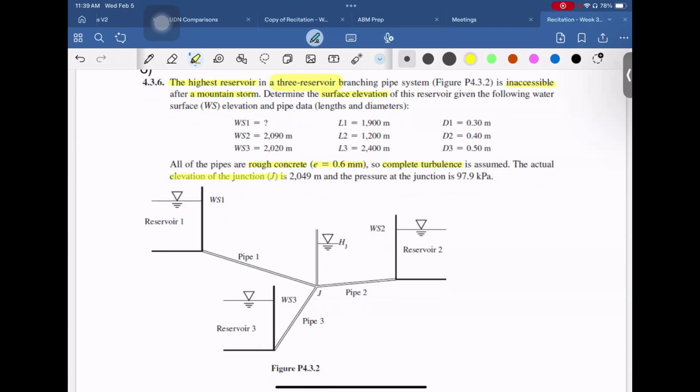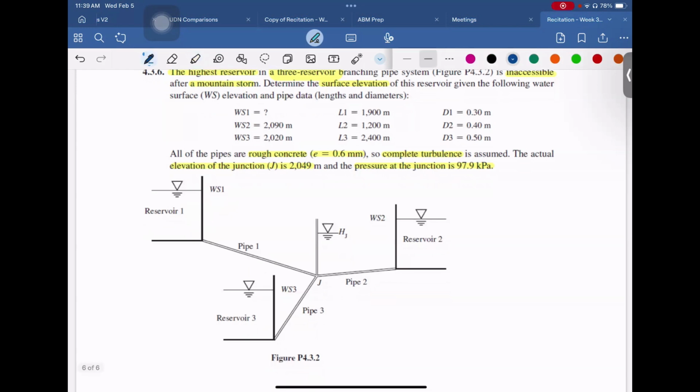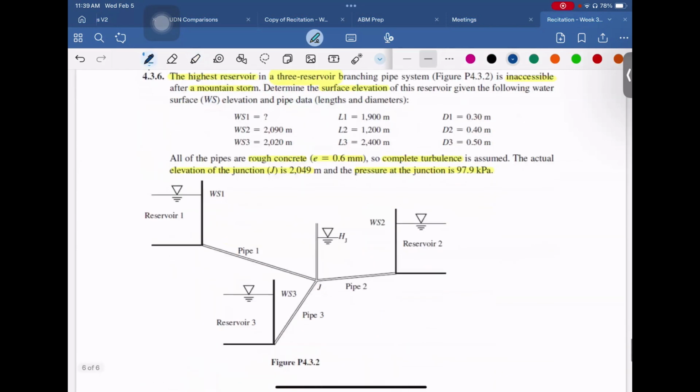And the actual elevation of the junction is 2049. And the pressure at the junction is 97.9 kilopascal. So in the previous question, we didn't have the elevation of the junction, which is here. And we didn't know the pressure at this junction as well. But this time, since we know the elevation of the junction, we can define the direction of flow.